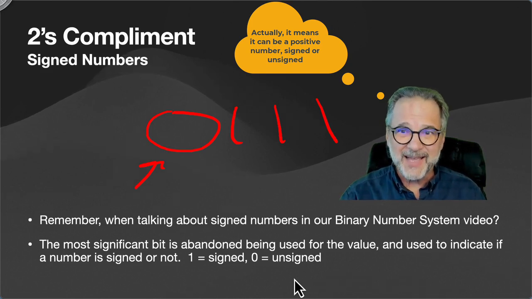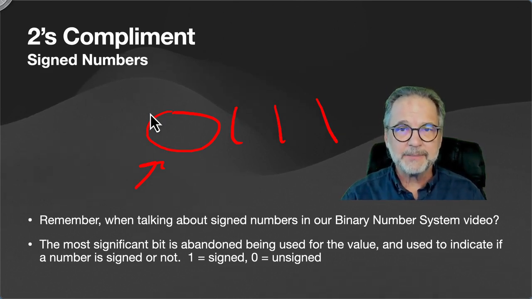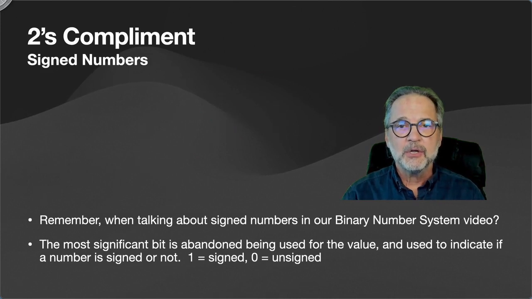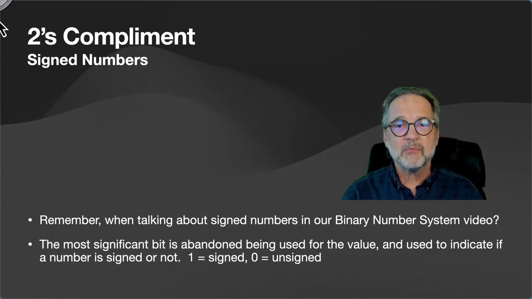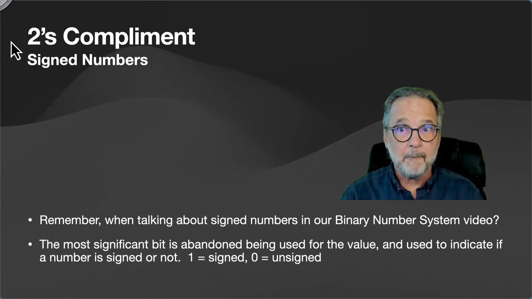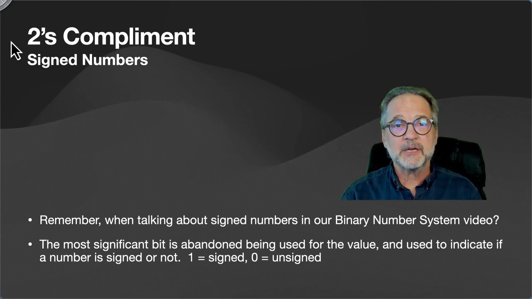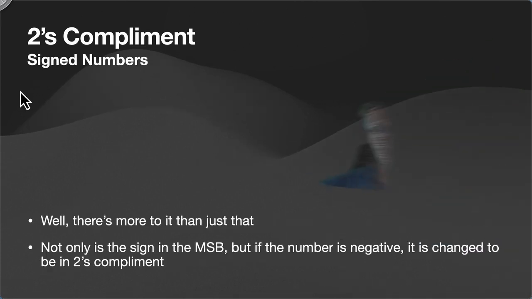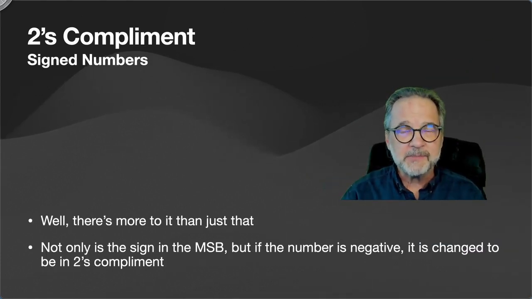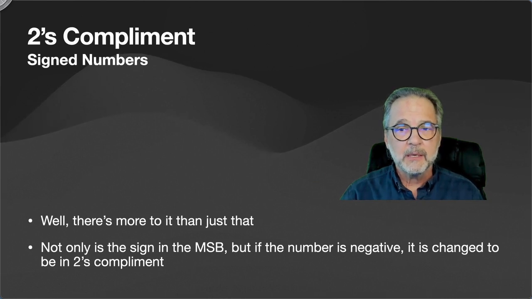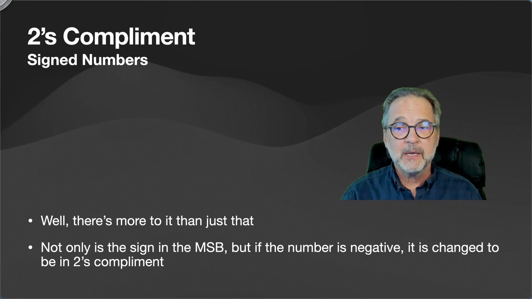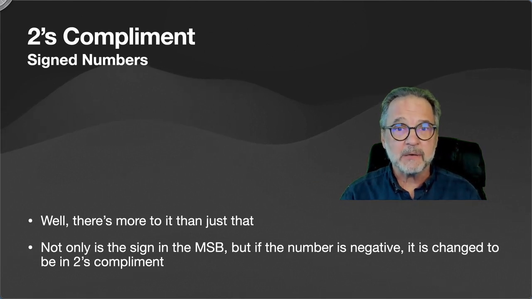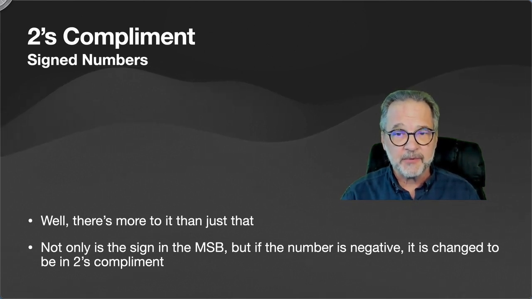But that's not the end of the story. That's absolutely not the end of the story. The CPU still does things in such a way to make it more efficient for the architecture of the CPU to do arithmetic. So not only does the MSB, the most significant bit, indicate whether or not the number is signed, but the rest of the bits are also changed to 2's complement format.